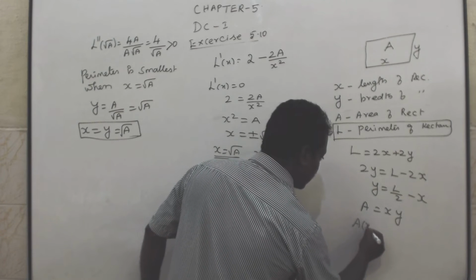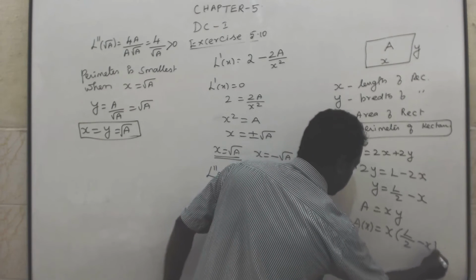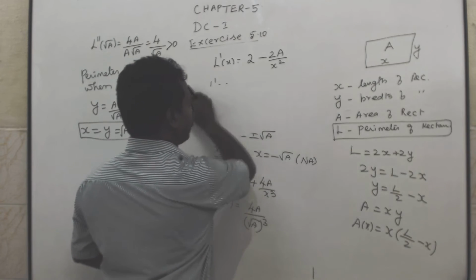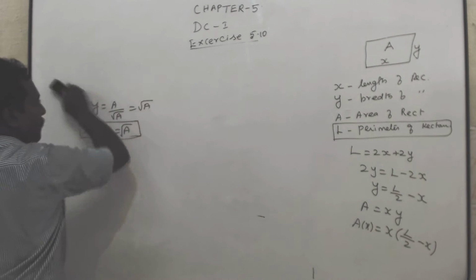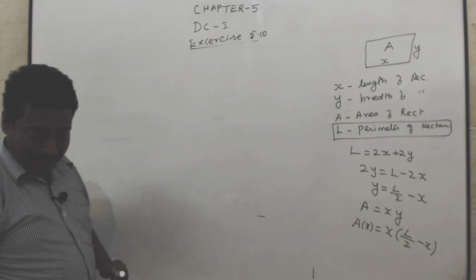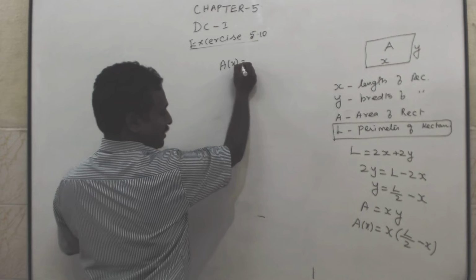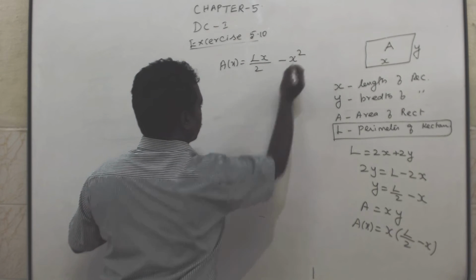A of x is equal to x into L by 2 minus x. Multiply. What happened? Multiply and see. A of x is equal to Lx by 2 minus x.